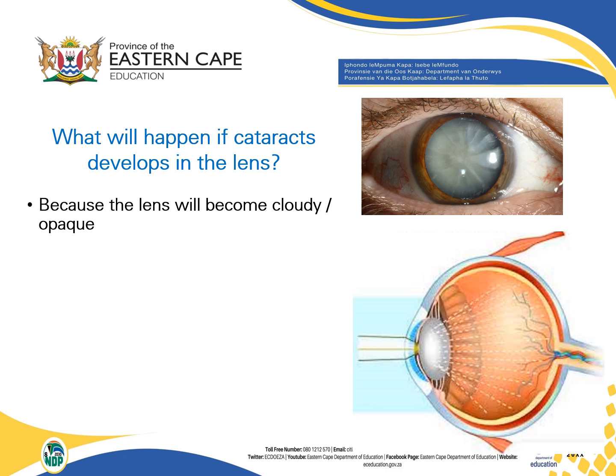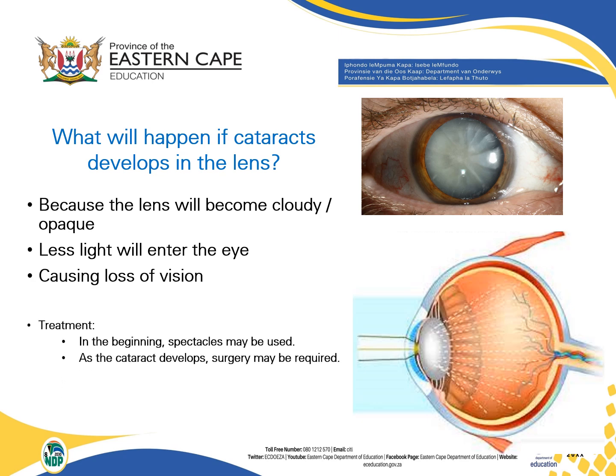Because the lens will become cloudy, or another word we can use is opaque, which means that light does not pass through the lens effectively. The less light will therefore enter into the eye. This will cause a loss of vision because not enough light enters into the eye and stimulates the receptors on the retina. Therefore, a clear image cannot be formed.